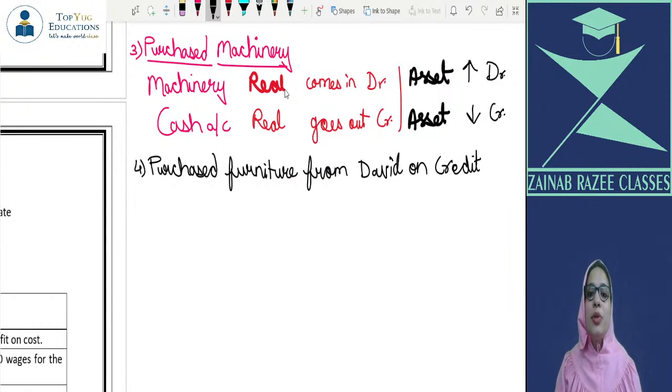Here, when they are saying the word furniture, and since nothing is mentioned in the question, these are simple journal entries. Nothing is mentioned about what Anand's business is. Is he a furniture dealer or not? In that case, I will assume furniture to be his asset. Even Rajkumar, you said machine debit to David. See, you'll have to write furniture only. You cannot write machine.